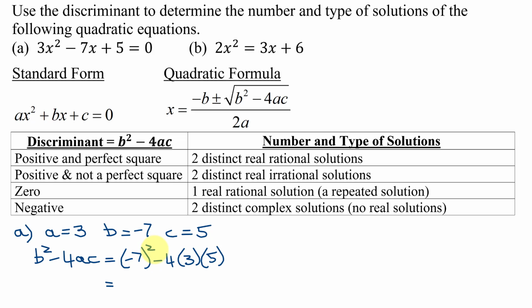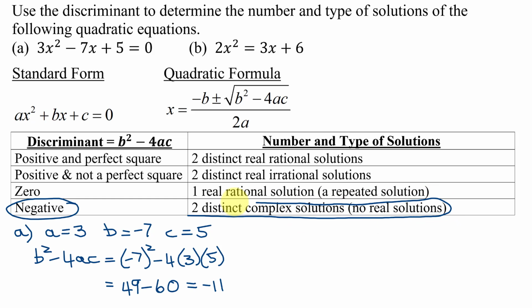So I get negative 7 all squared. Well, negative 7 times negative 7 is positive 49. Minus 4 times 3 is 12. 12 times 5 is 60. 49 minus 60 is negative 11. So now I know that my discriminant is negative. So I'm going to have 2 distinct complex solutions. So that is the answer to part A.